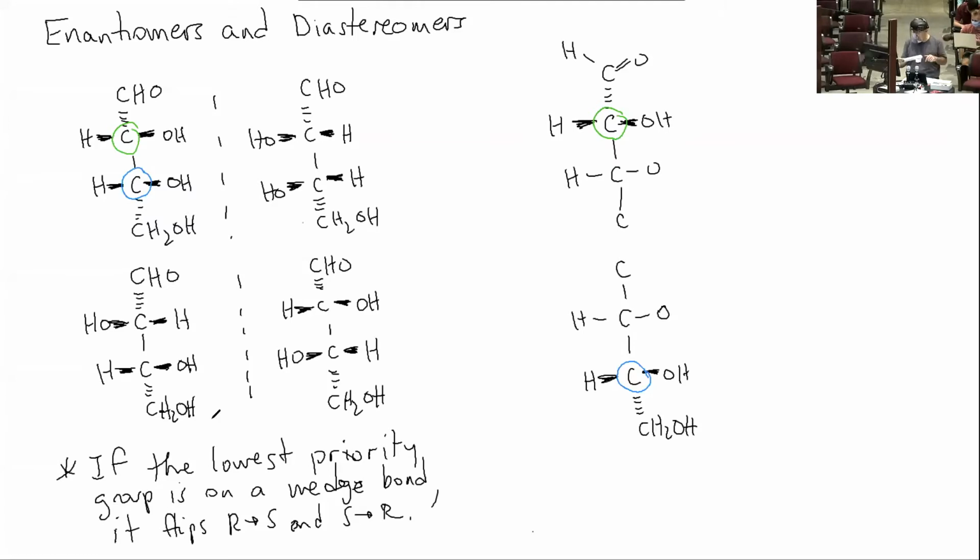This only works when the lowest priority group is on a wedge bond. I have failed to find any shortcut for when the lowest priority group is on a straight line. Then you have to do one of the things we talked about last time.